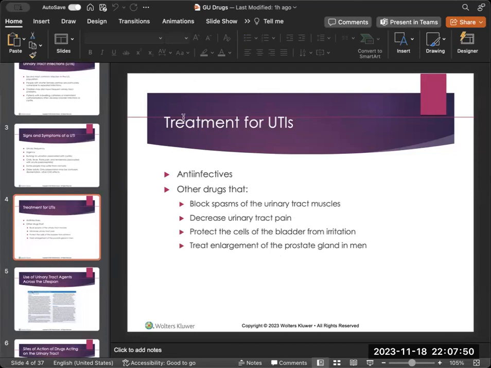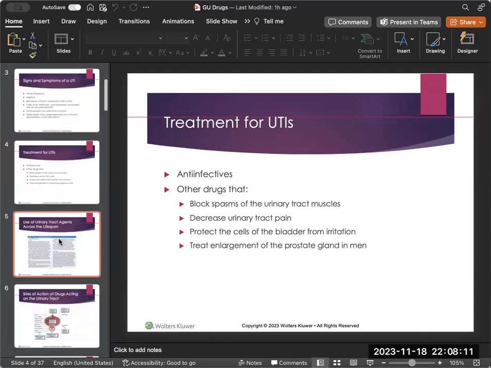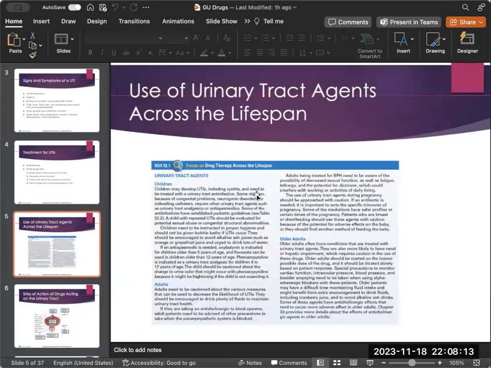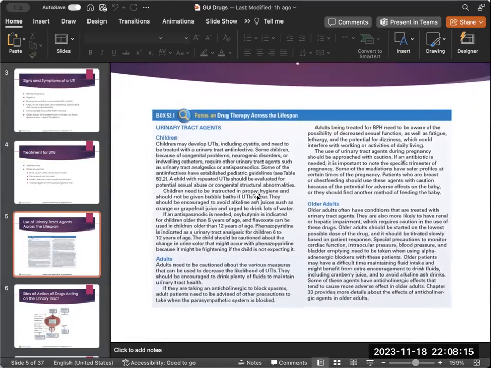So we can give that, or drugs that block spasms in the urinary tract, that decrease urinary tract pain, protect the cells in the bladder from irritation, or treat the enlargement of a prostate gland in men. Okay, and some of those drugs include tamsulosin and some of those alpha blockers that we spoke about a long time ago.